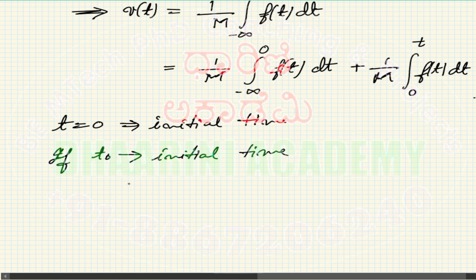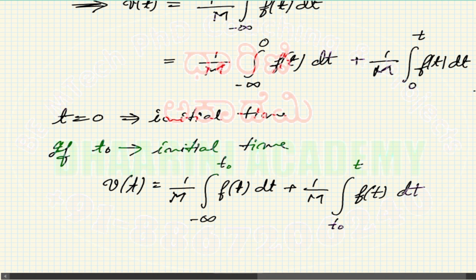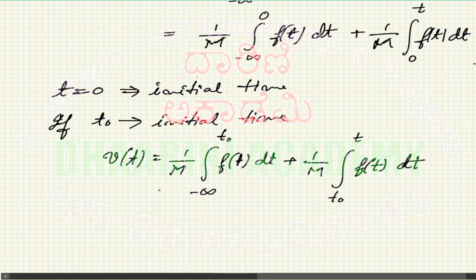then we can write v of t like this. V of t is equal to 1 by m integral from minus infinity to t naught of the force f of t dt, plus 1 by m integral from t naught to the current value, that is t, of f of t dt. So the time from t naught till t is the value we need to calculate. But this first term is going to be fixed.